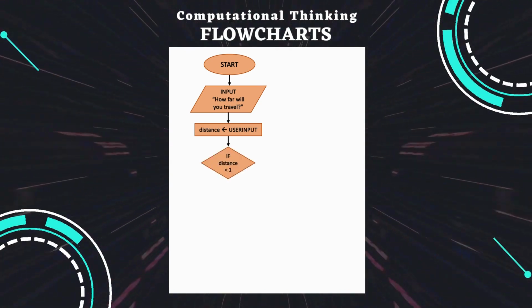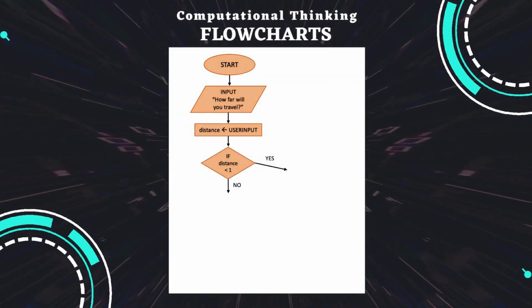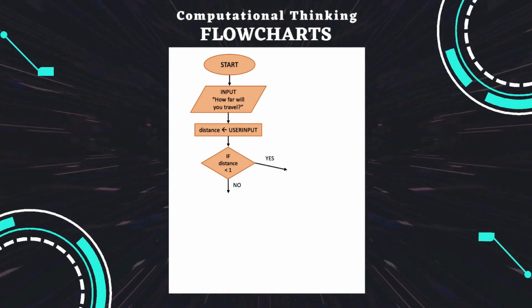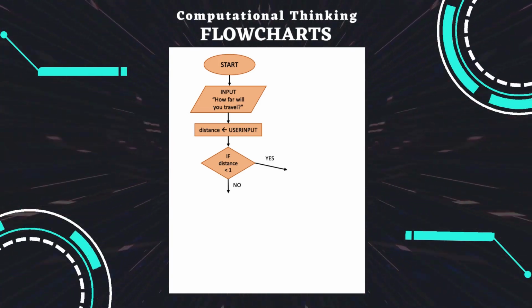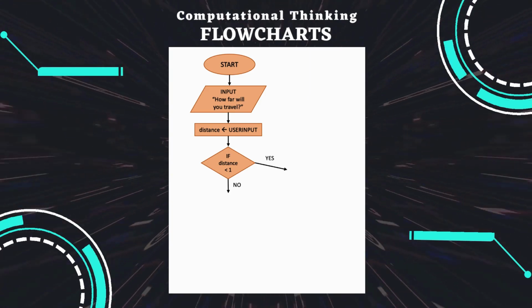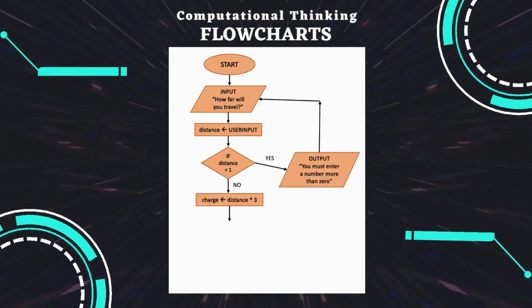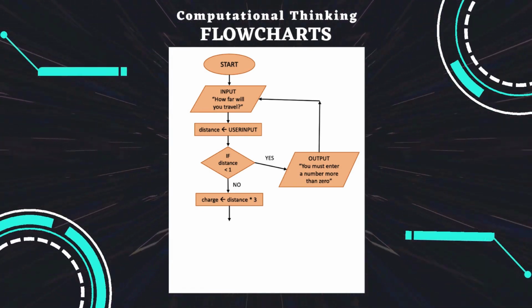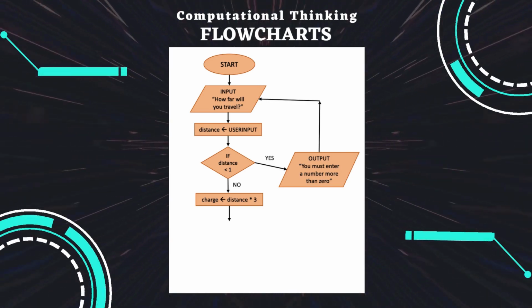This then leads to a diamond, ready to select the correct path depending on what the user has input. In this example, you can see the lines are labeled with yes and no. This is important as it shows the correct path to follow depending on the input. You will also see in this flowchart, it shows a loop taking the user back to the input if they enter 0. This was not a feature of the earlier pseudocode.